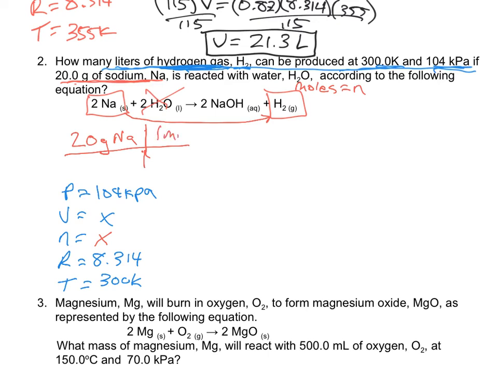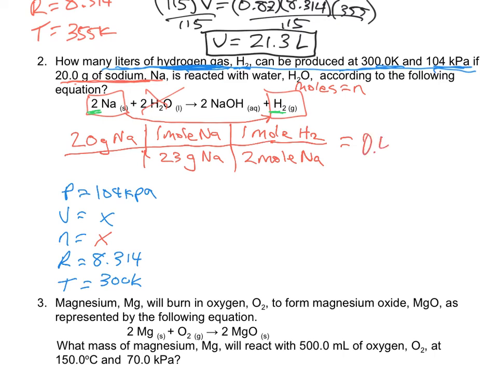So for every 1 mole of Na, it's going to weigh 23 grams. And if I look at the coefficients in front of the numbers, so I can change this from Na into hydrogen, I'm going to put a 2 down here, 2 moles of Na, 1 mole of hydrogen on top. I get 0.435 moles of hydrogen, which is going to be my N.